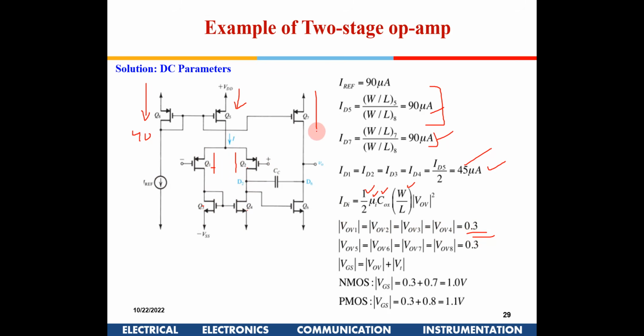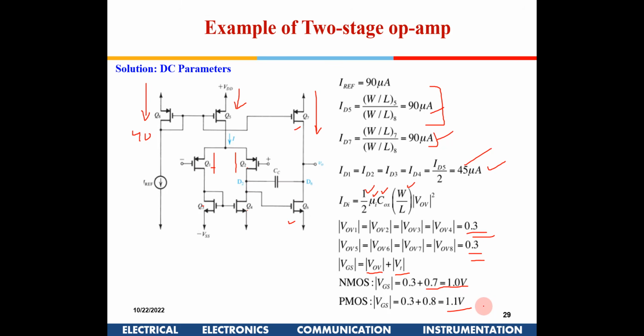Similarly, this current is known. Now you will find the overdrive of 6 and 5, right? Again, the current is known, mu n Cox and W by L. If you substitute these values, you will get the overdrive voltage of this. Now VGS for each of these transistors will be overdrive plus threshold voltage. So VGS of each of these transistors will be 1 volt for NMOS and 1.1 volt for PMOS. This is how we find the DC operating conditions of this particular circuit.